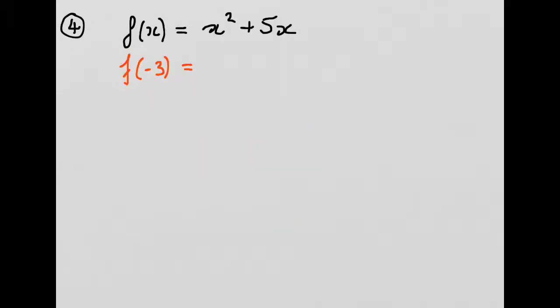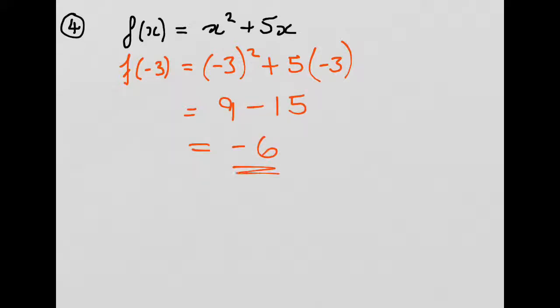For question 4, function f of negative 3, so put negative 3 in every place you see an x. Now it's good practice to write that line in, and then negative 3 squared is 9, 5 times negative 3 is negative 15, and 9 take away negative 15 is negative 6.